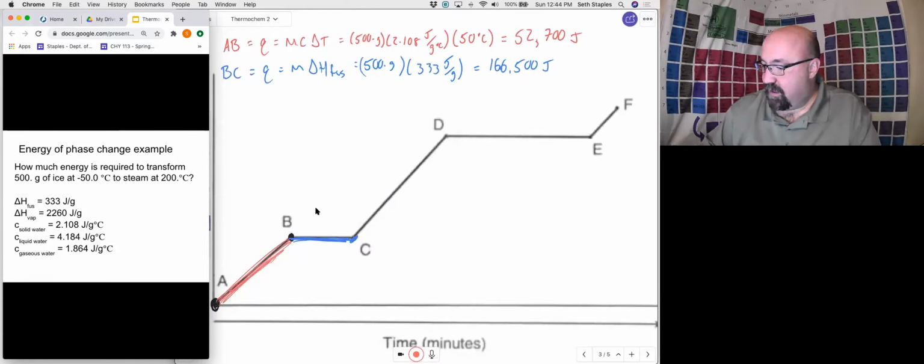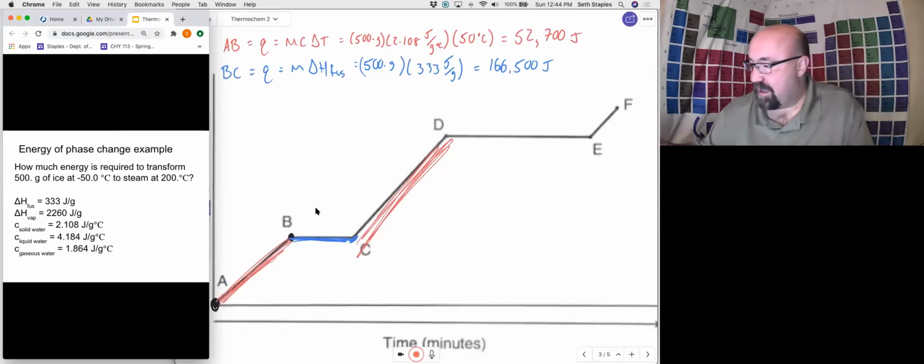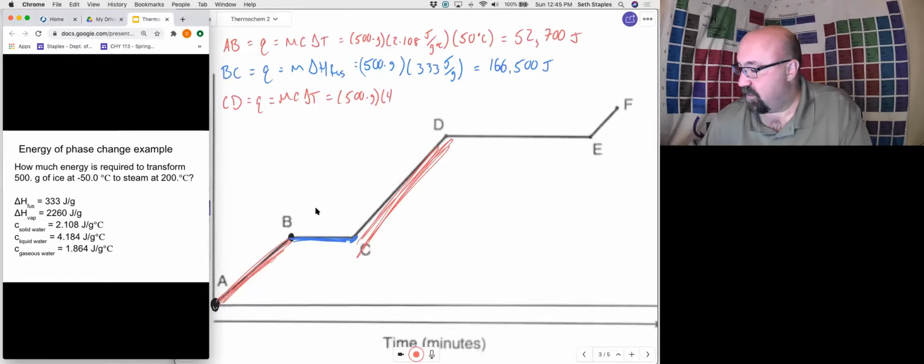And now, once again, we're going to be warming up our water. Going from C to D, we have liquid water. We're going to start heating that up. So C to D, our Q is back to MC delta T. We have 500 grams. We now have liquid water, so we're going to use the appropriate C value for that, 4.184 joules per gram degree C.